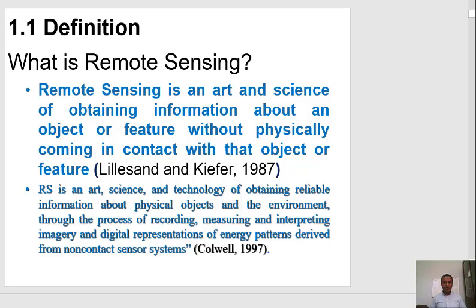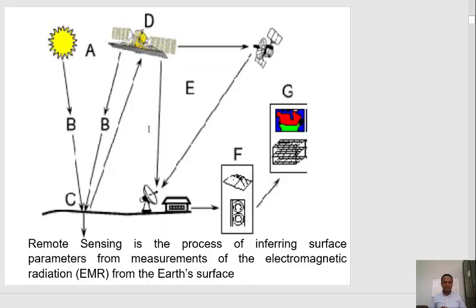Here is one pictorial example of remote sensing. This is an example of passive remote sensing. It all starts from energy emanating from the sun. The sun radiates energy that propagates through the atmosphere. When an electromagnetic radiation passes through the atmosphere, it doesn't simply pass through, but it interacts with atmospheric particles.